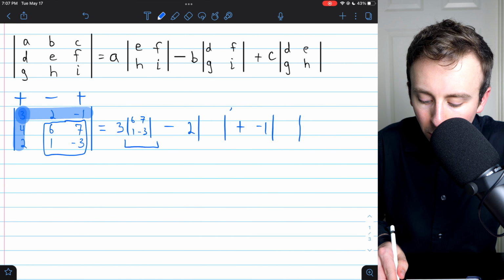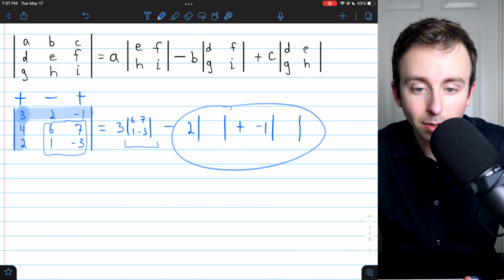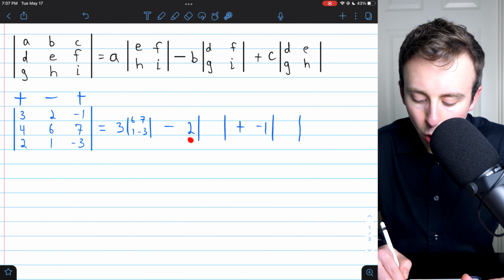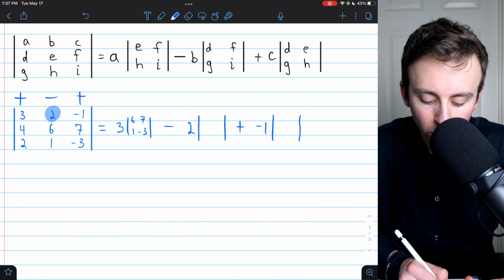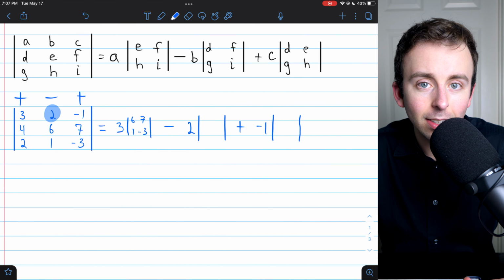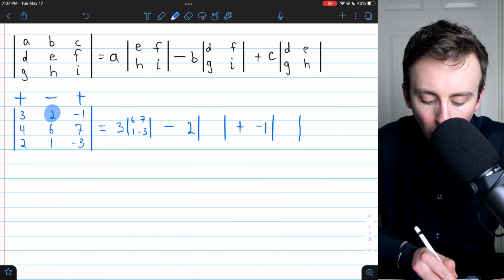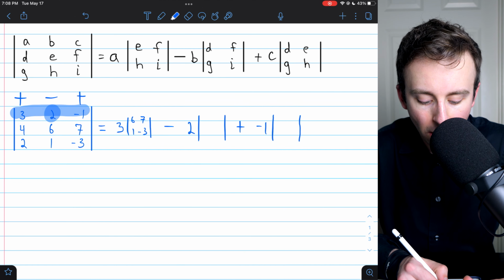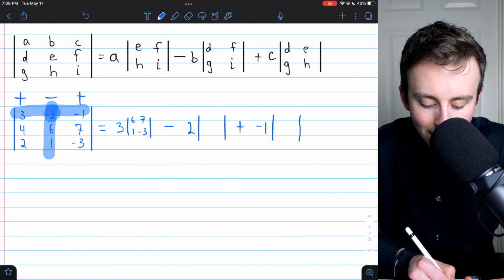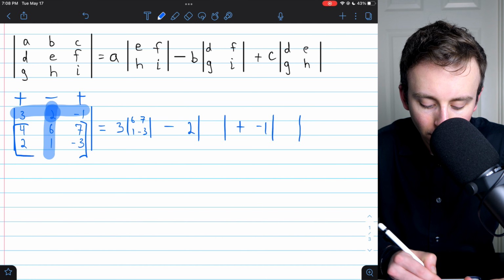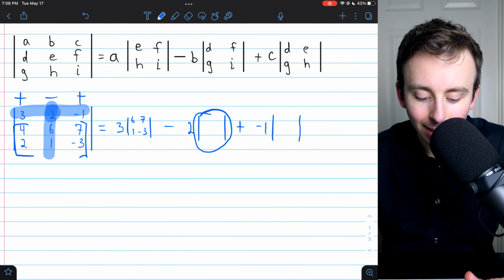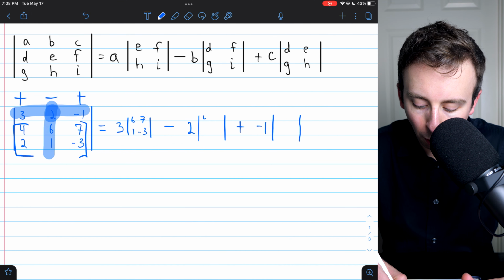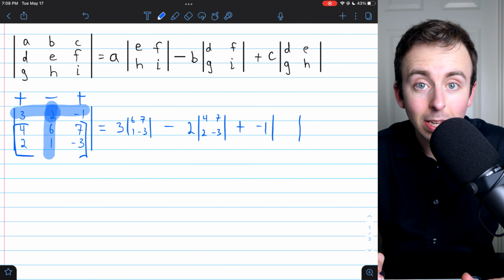And it works similarly for these other terms. So we have minus 2 times the determinant of a matrix. What matrix? Well, 2 is coming from the second column of our matrix. So imagine blocking out that whole row and that whole column. The submatrix that remains with those 4 entries is the matrix that we're taking the determinant of. So 4, 7, 2, and -3.